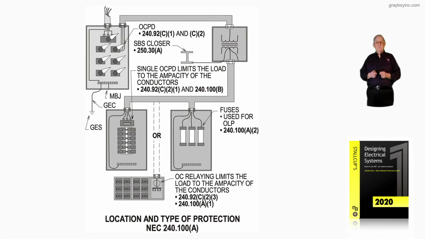Now this illustration deals with location and type of protection in accordance with 240.100(A). And here we're showing maybe where a relay system was used, circuit breakers were used, or fuses were used. But basically here we're in an industrial, supervised location where we would have qualified people and probably engineers available on site to make sure that equipment was properly protected, to make sure we, as maybe electricians, didn't overload the equipment, not realizing what we might be doing if we were electricians.